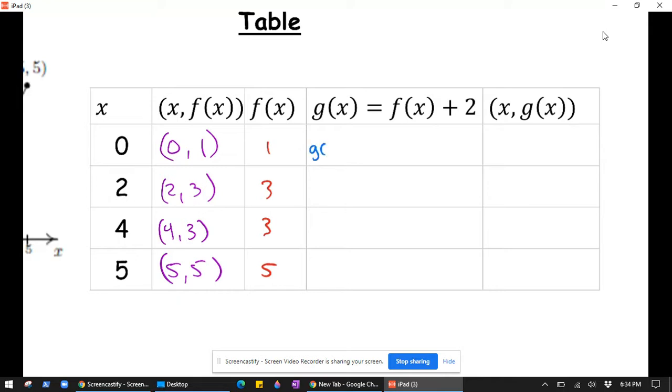So I have g of 0, well, that's going to equal f of 0 plus 2, which is equal to, well, f of 0 is 1, so that's 1 plus 2, which is 3. So that tells me the point (0, 3) is on the graph of g. Let's substitute in 2. g of 2 is equal to f of 2 plus 2, but f of 2 is 3. So that is 3 plus 2, which is 5. So I plot the points, so the point on g is (2, 5).